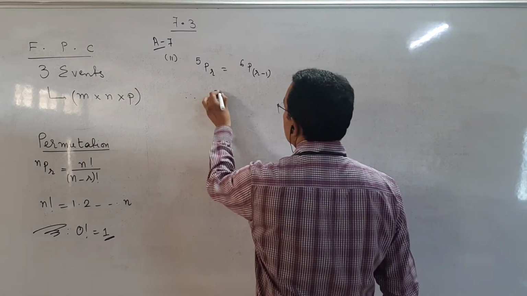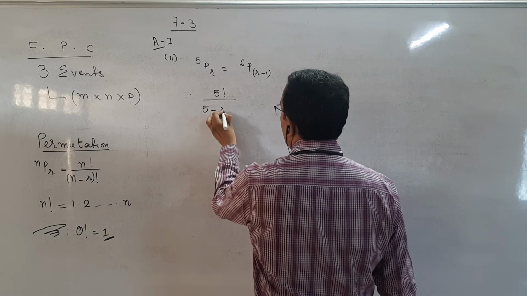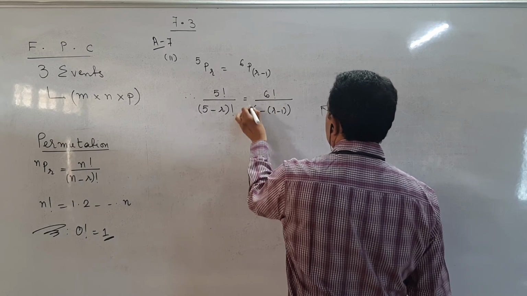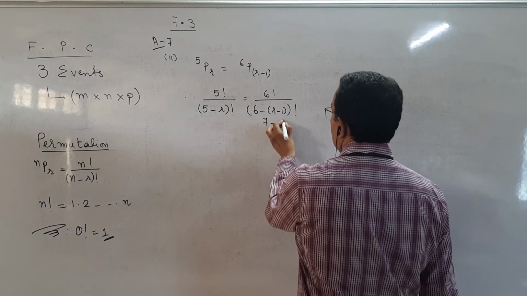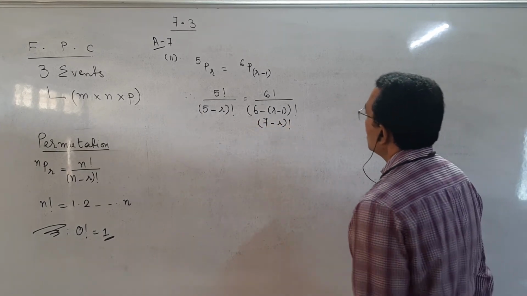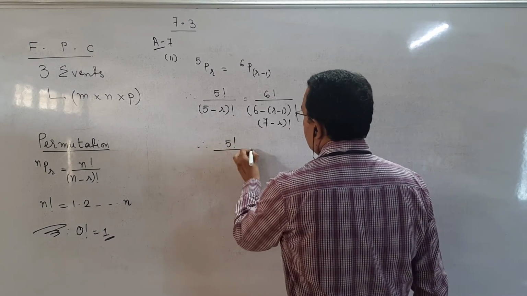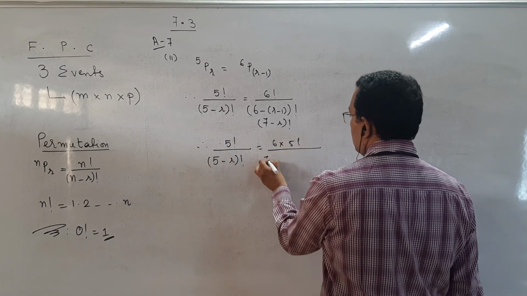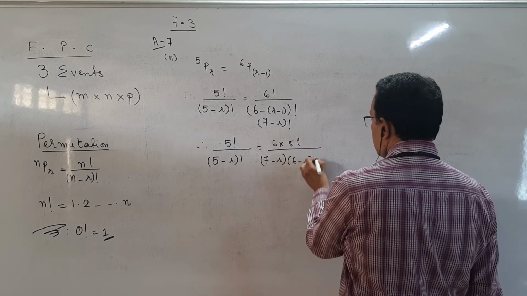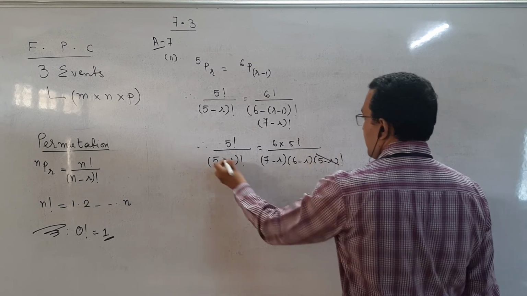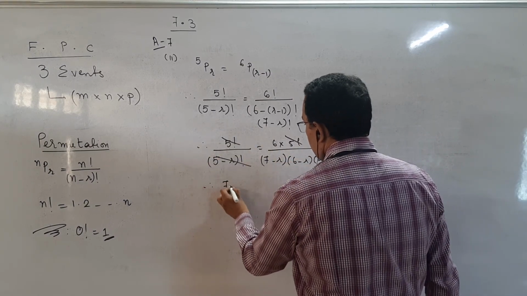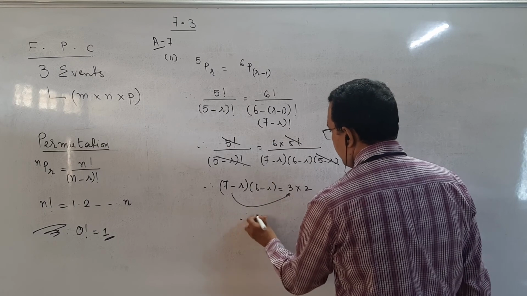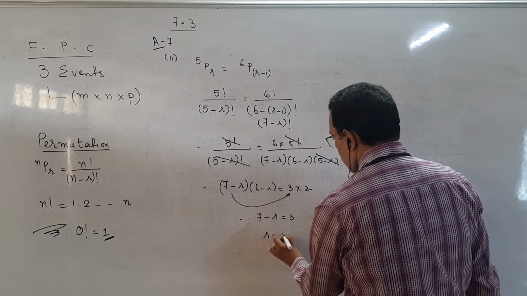So this will give us 5 factorial upon 5 minus R factorial is equal to 6 factorial upon 6 minus R minus 1 factorial. This is 7 minus R factorial. So 5 factorial as it is, 5 minus R factorial as it is, this is greater. So 6 into 5 factorial, this is greater. 7 minus R, 6 minus R, 5 minus R gets cancelled, 5 factorial gets cancelled. 7 minus R into 6 minus R is equal to 3 into 2. Compare bigger and bigger factor. 7 minus R is equal to 3, so R is equal to 4.